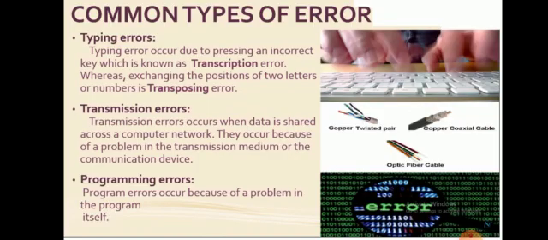So here is the end of today's lecture. In today's lecture we covered what data integrity is. In data integrity we covered three terms: completeness, accuracy, and sensibility. After that we covered the common types of errors, these three types. Hopefully you understood this. If there is any difficulty you can ask me.